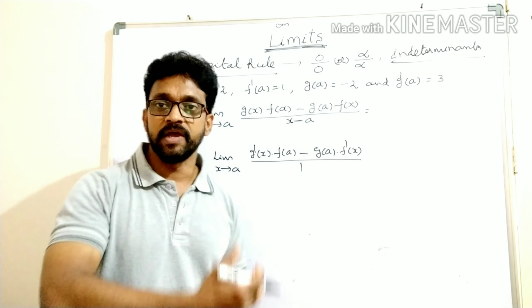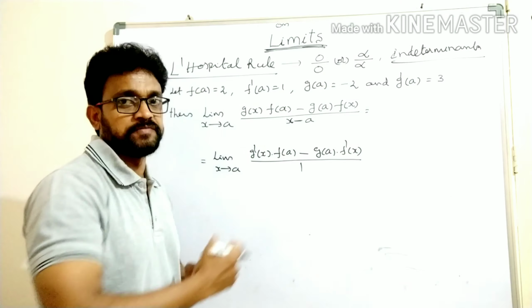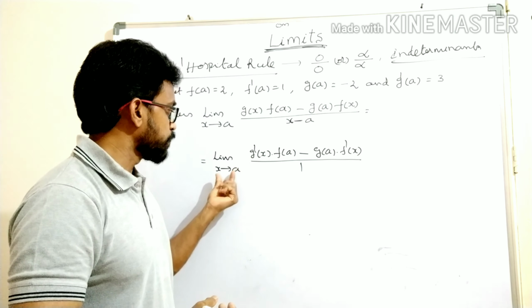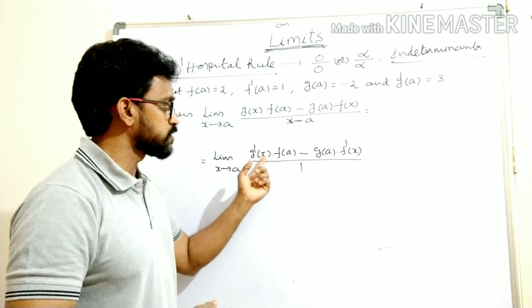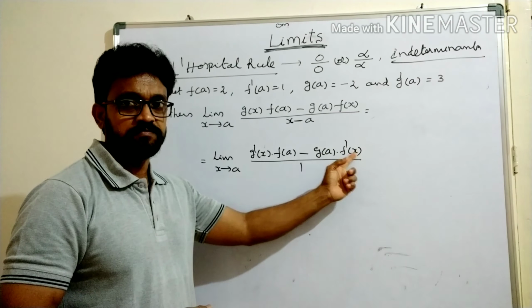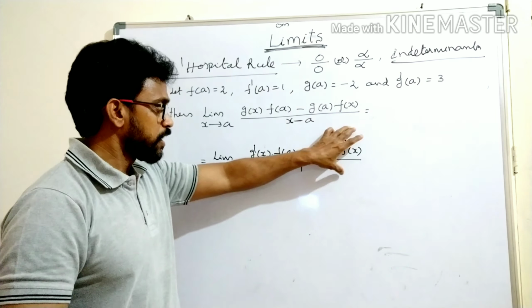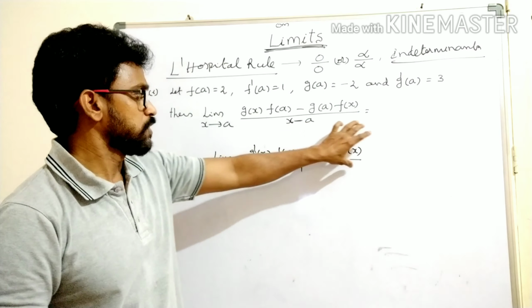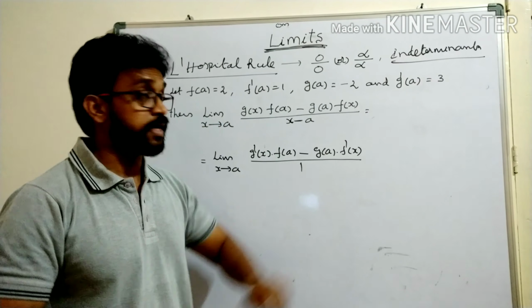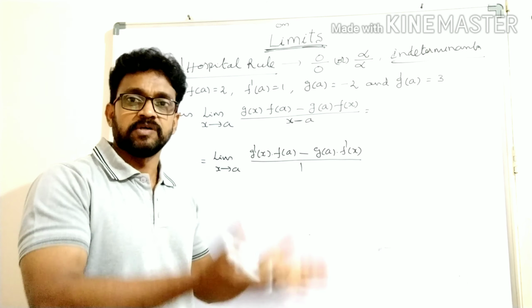Now we should again replace x by a. x tends to a, near to a, a very small difference between x and a. So replace x by a, what happens? g dash of a, f of a minus g of a, f dash of a. Both are not the same. And the denominator is 1. So this form won't give 0 by 0 form or infinity by infinity form. So no problem, you can stop the process.